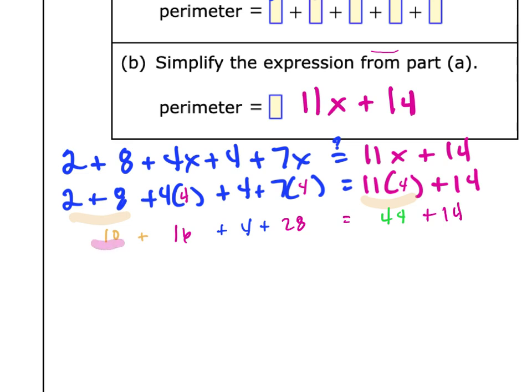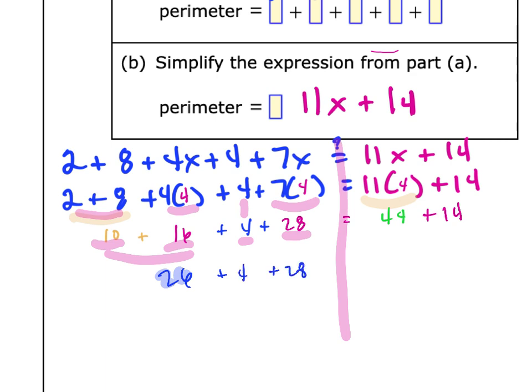We get 2 plus 8 is 10. 4 times 4 is 16. The 4 we just brought down. 7 times 4 is 28. Okay. We look over here. So now we have 26 plus 4 plus the 28, which means we're going to have 30 plus 28 is 58. And we have 44 plus 14 is 58. So these two expressions are also equivalent, because when we substituted in a 4 for x, we got equivalent values, which means these two expressions are equivalent.